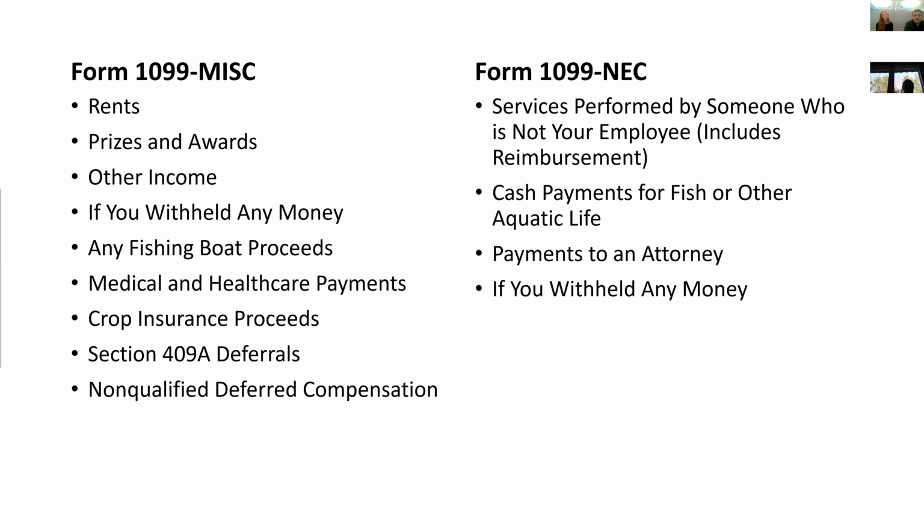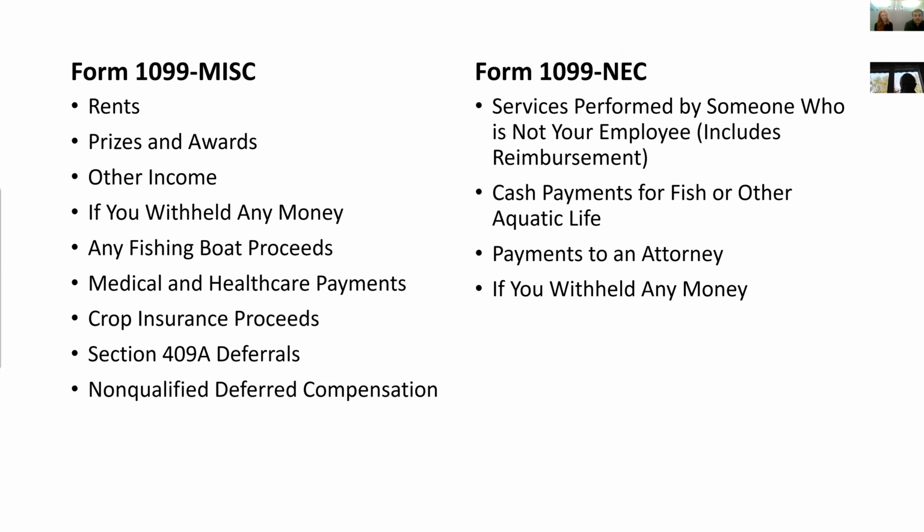Whereas the Form 1099-NEC is going to be for services performed by someone who is not your employee. So think about an independent contractor, think about the plumber that just comes in for a day. Technically, they are an independent contractor, but things like that. The cleaner, if you hire somebody to do advertising for your business, things like that are all going to be on the Form 1099-NEC. It's also any cash payments for fish or aquatic life. I guess that's different from fishing boat proceeds, according to the IRS. I'm not really sure how. So if you buy fish from someone, 1099-NEC.